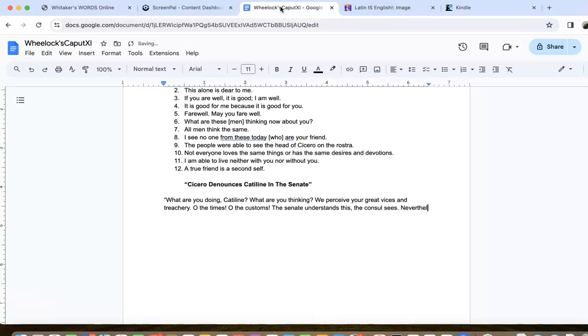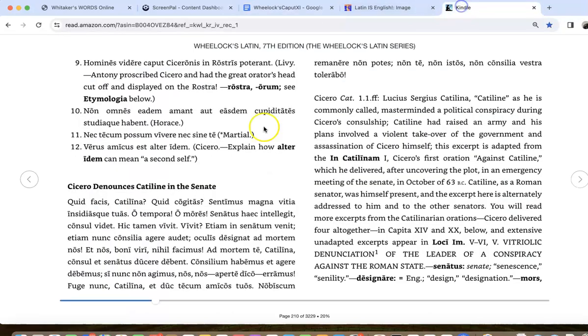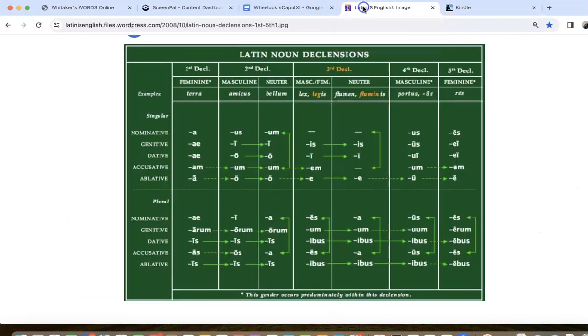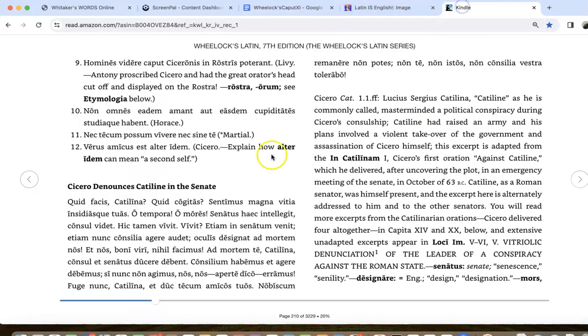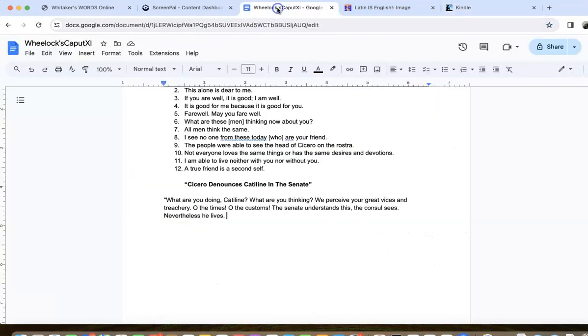Nevertheless, he lives. Now, it was by law, you would not kill or execute a Roman senator, but Cicero's rhetorical point is, how can you live a life of shame because of lack of dignity and virtue? So this is more of a rhetorical point than an actual legal point that Cicero is making. So nevertheless, he lives, and then he lives, as if to underscore that. So he lives. Of course, this is where we get words like vivacious or vivid.